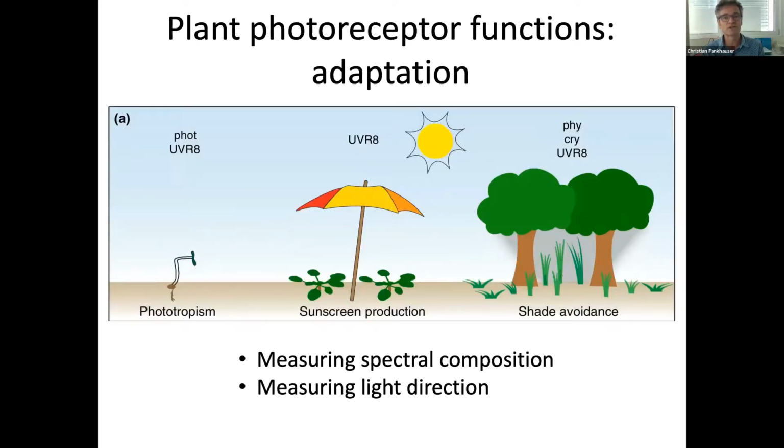The responses I'm going to discuss a bit more are what I would call adaptive responses, and mostly this shade avoidance response, which is shown on the right of the slide, where depending on whether the plant is in an open environment without shade from other plants or in a shaded environment, it will really change its morphology. And this is because plants can measure the spectral composition. In other words, this is some kind of a primitive way of color discrimination. And they can also measure the direction of incoming light, as exemplified with the little movie of the phototropism in the little seedling.